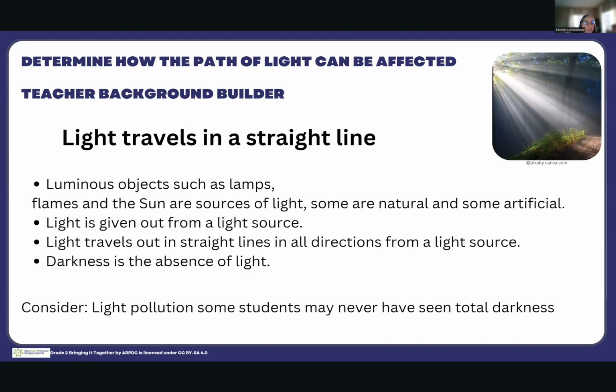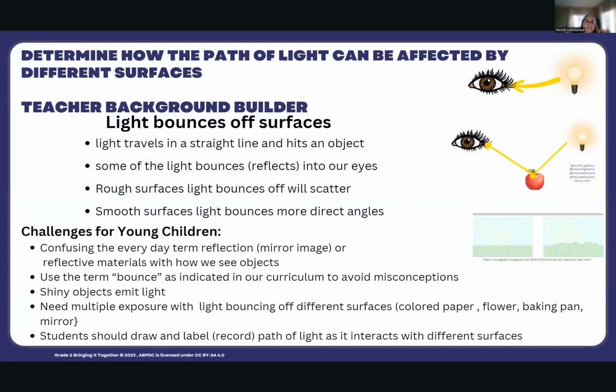But if it's really dark out, then you actually need light to see, but they've never experienced that, especially in urban settings. So we'll talk about that as well. The second piece is determine how the path of light can be affected by different surfaces. That's the knowledge statement, and that light bounces off surfaces.